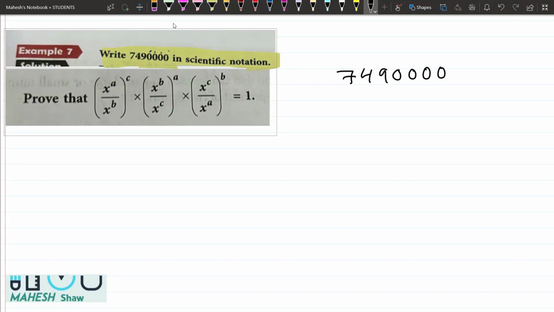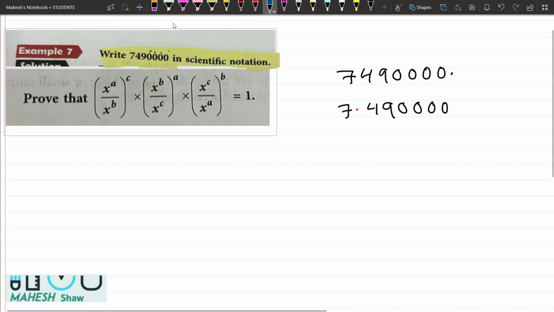And we know that if there is no decimal here, that means the decimal is at the end. And in scientific notation, we need the decimal at this point. So if I place the decimal at this place, it is 7.49 followed by 4 zeros. Now you can clearly see that the decimal is shifted 1, 2, 3, 4, 5, 6 places, as a big number, so we should write this as 10 raised to the power 6.